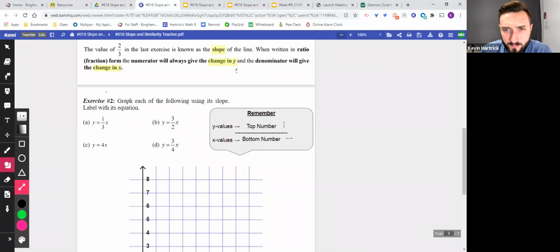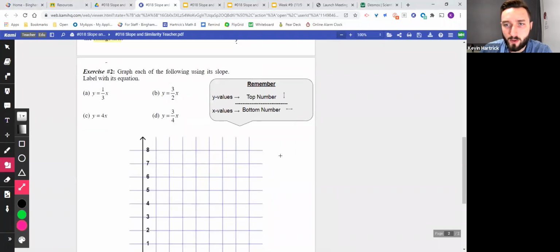Let's take a look at how we can figure out how to plot points given the slope, all right? It says graph each of the following using its slope, label with its equations. We're going to take a look at these. I'm going to do A and C, and then you're going to do B and D on your own. So let's look at A. A says y equals 1/3 x.